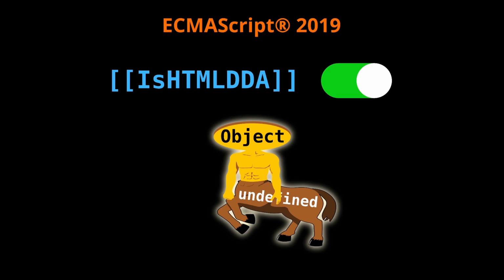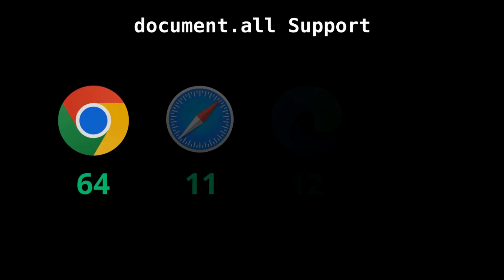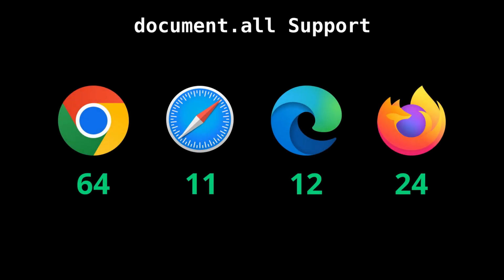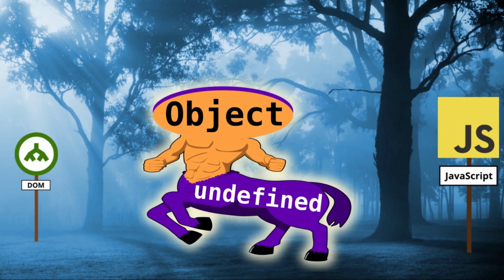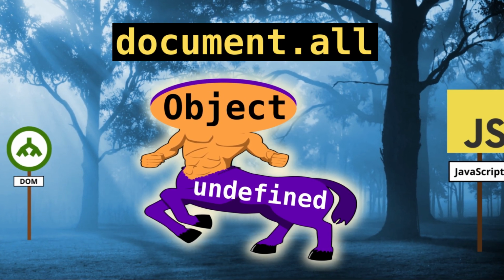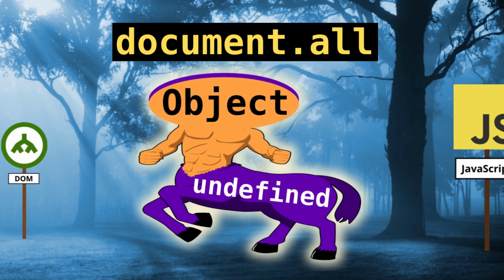Document.all is the only object to have this internal property set. As of 2023, document.all is supported by all major browsers. However, it is a legacy object and it is not recommended for use in modern web applications. So it's good that you know that such a weird object exists, but please don't use it.